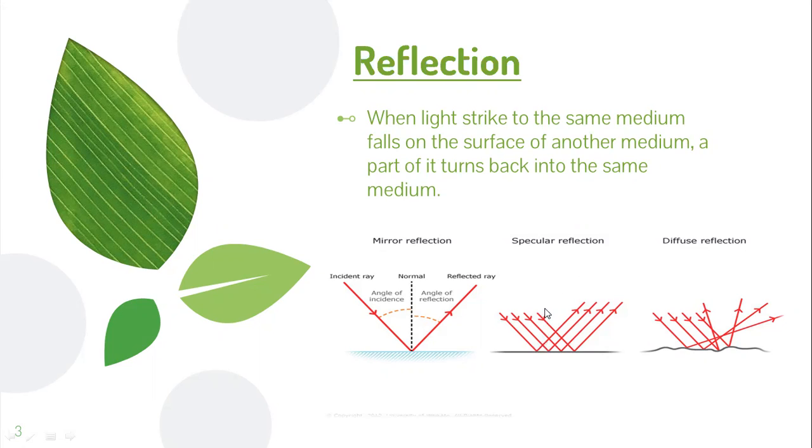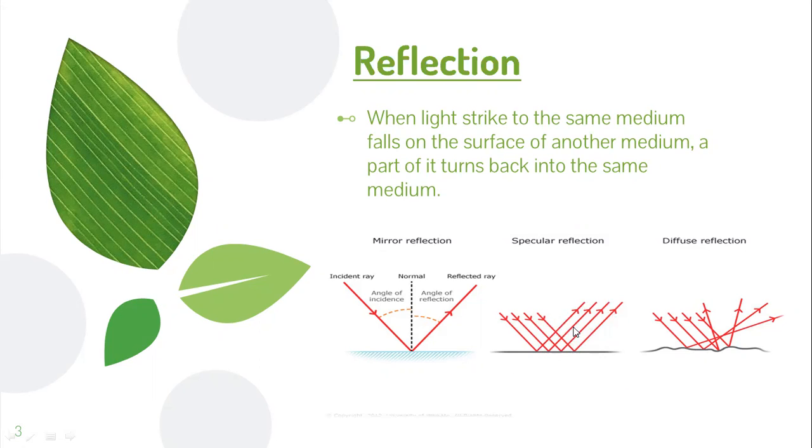In the case of regular reflection, the angle of incidence is always equal to the angle of reflection. So that's why all the rays are very firm. The angle of incidence is equal to the angle of reflection. This is the regular reflection.